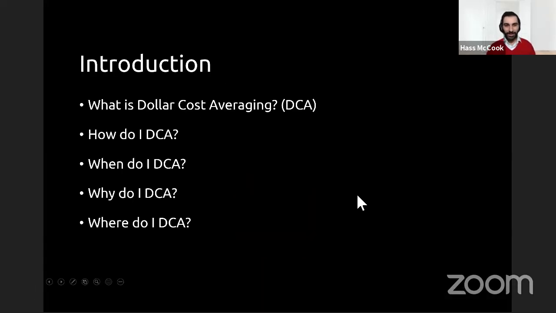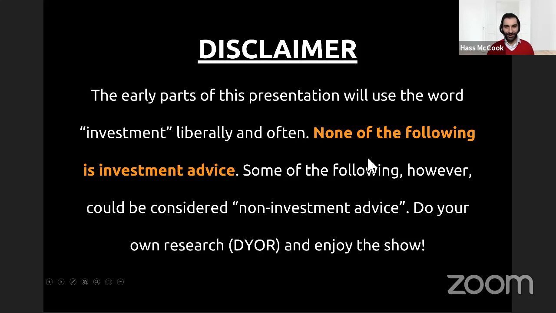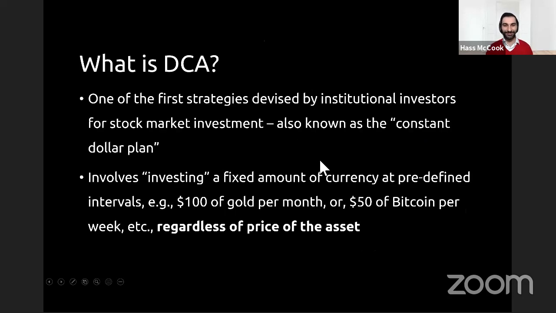So we're going to be talking about, like I mentioned a little earlier, what is dollar cost averaging, DCA? How do I DCA? When do I DCA? Why do I DCA? Which is probably the most important of the questions to answer. And finally, and very briefly, where do I DCA? So disclaimer: the early parts of this presentation will use the word investment quite liberally and gratuitously. None of the following is investment advice, but some of it should be considered non-investment life advice. So do with that what you will. Make sure to always do your own research and enjoy the show.